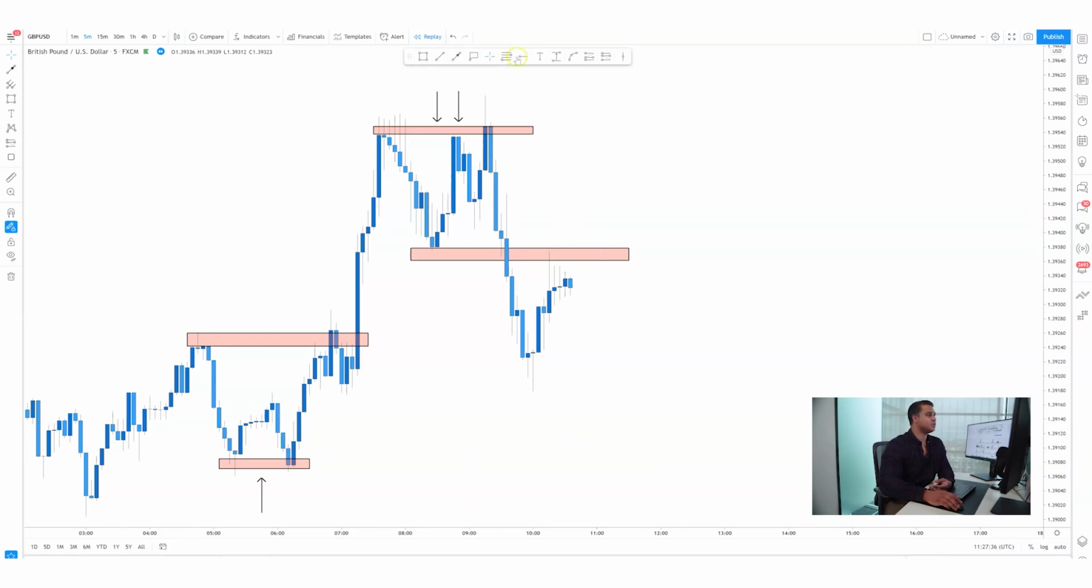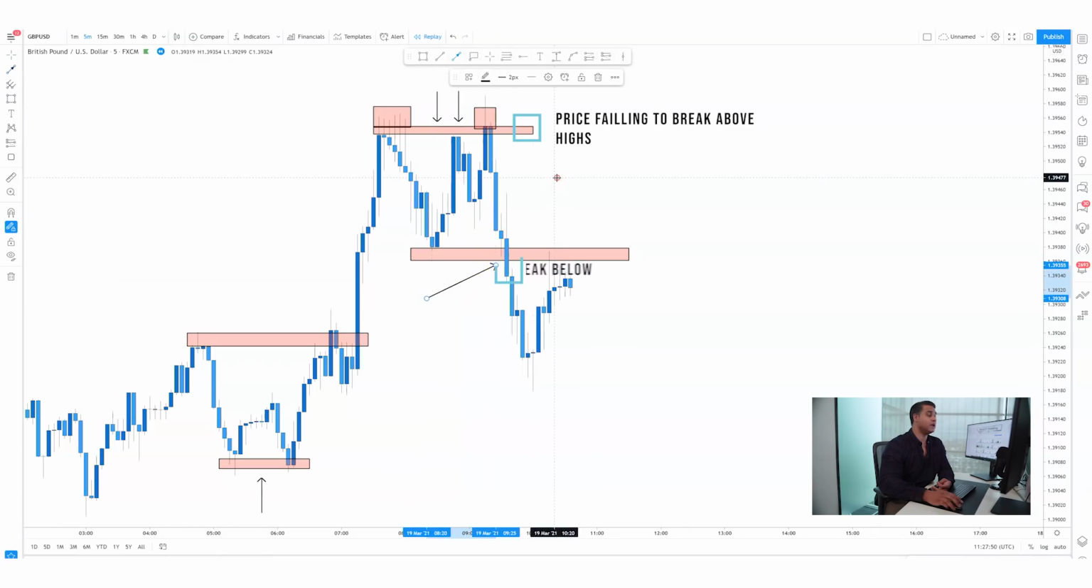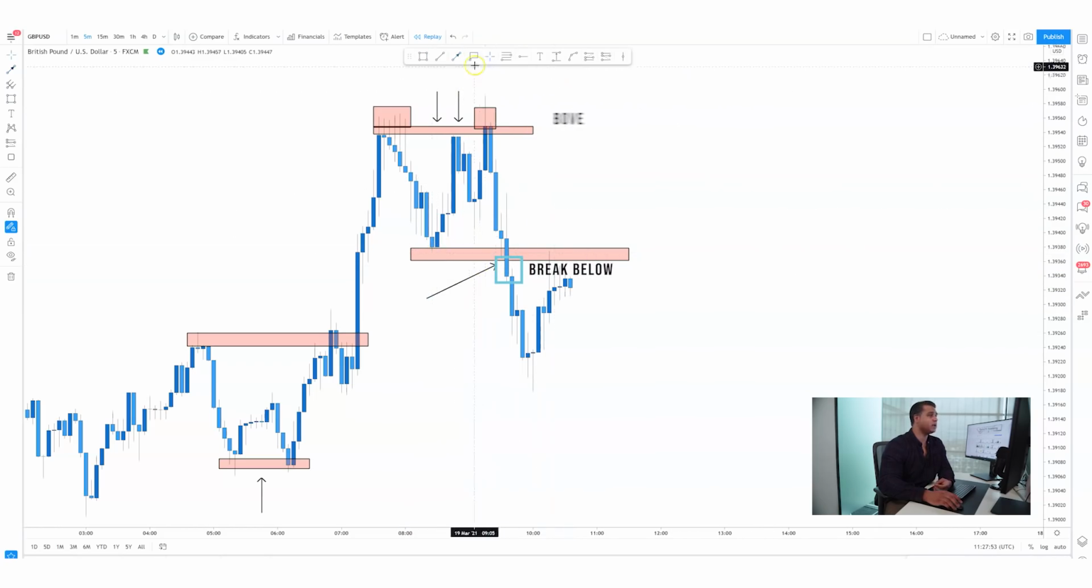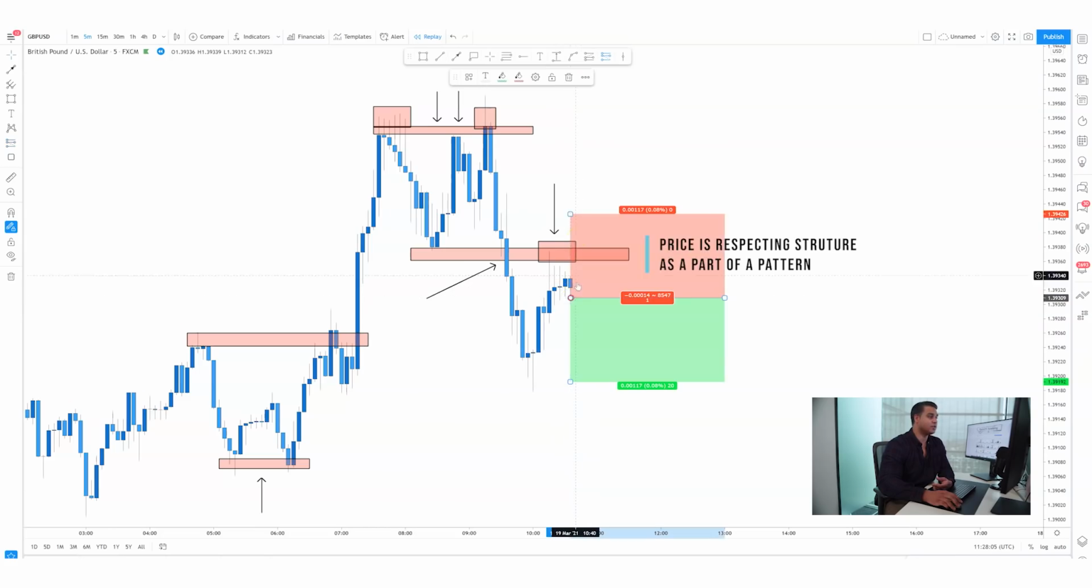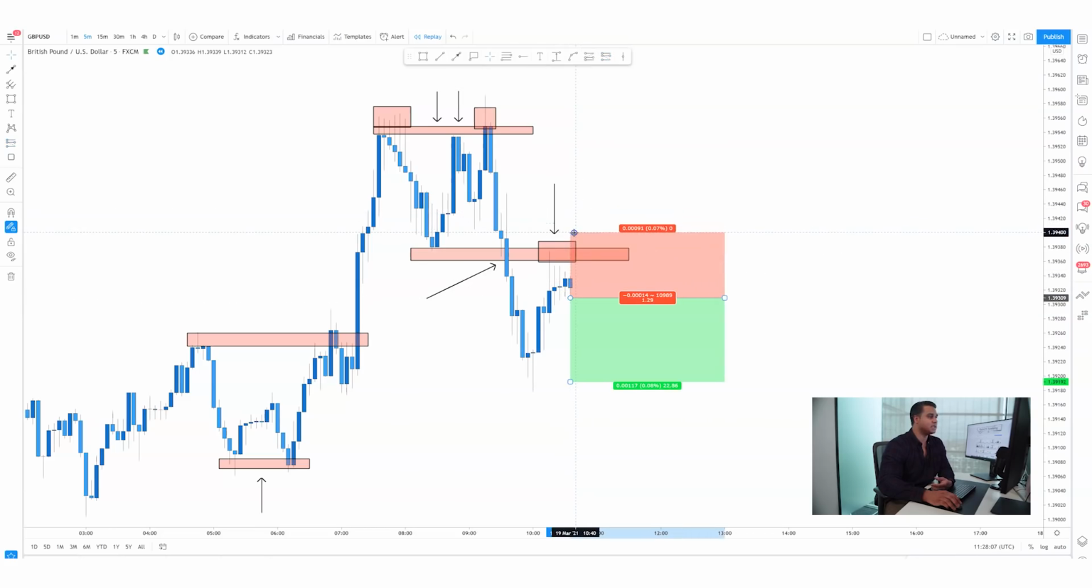Now, let's say in this instance, you want to take this trade as part of a retest. Is this incorrect to take? Well, no, because we've gathered the information that price failed to break above these highs. We've now gathered the information that price has now broken below the major higher low, which ends the uptrend. And now we have a level in the market where price is respecting structure as part of a pattern, which is a break and retest. Is it valid to go in for this trade? Well, all the confluences line up and there's no reason why we can't enter this. We want to be placing our stop loss above structure and then we'll go for our targets.